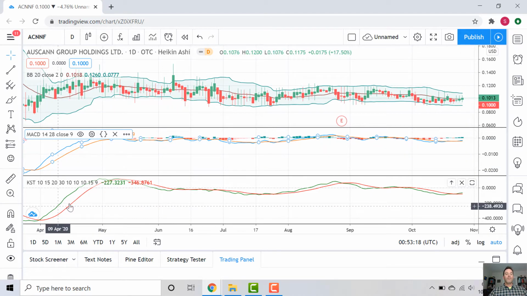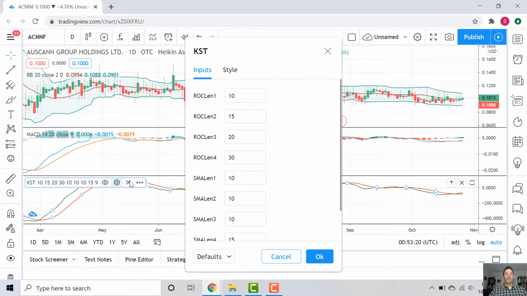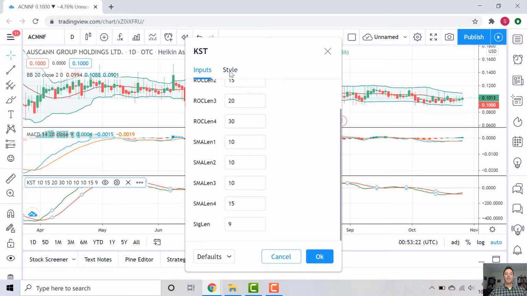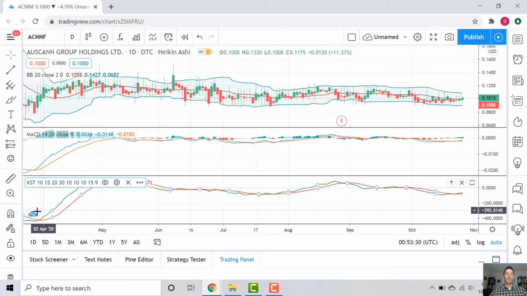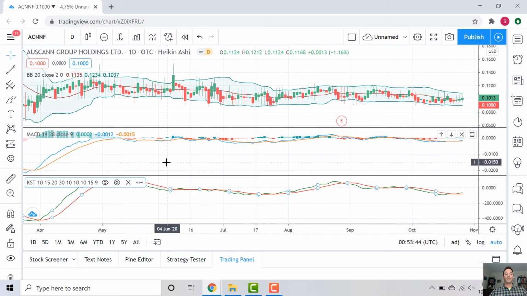You can see the Know Sure Thing says the same thing. Also a signal line here. Inputs are similar except they are simple moving averages and four of them instead of two. Signal line here is red, the Know Sure Thing is green. A little bit later, you can see the lag in the Know Sure Thing. It crossed two days later after the MACD for that buy signal. And look at the horizontal movement. It's really hard to tell where these crosses are on both the MACD.